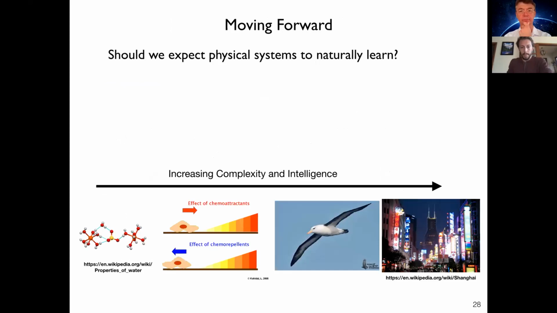So stepping back a little bit, what does this suggest about the world? I think many of us are familiar with the picture of the lifetime of the universe, where there seems to be a trend towards increasing complexity and intelligence, starting from simple biomolecules, turning into living single cellular organisms, and then complex multicellular organisms, and then complex superorganisms composed of many multicellular organisms. It seems as if complexity and intelligence are increasing. Should we expect that there's some underlying thermodynamic reason for this? Is there a reason that physical systems naturally learn?